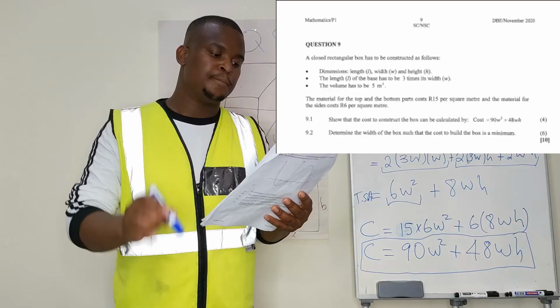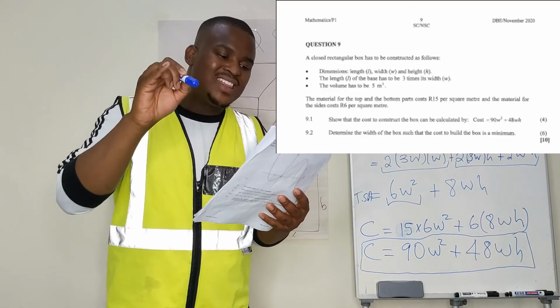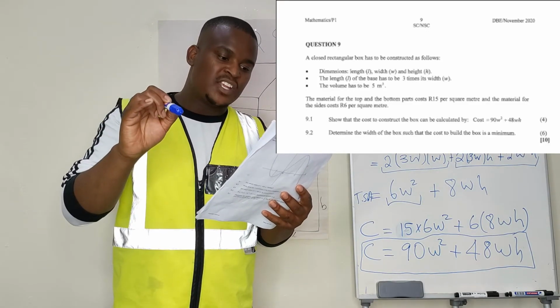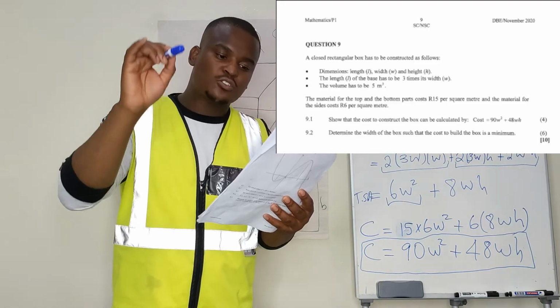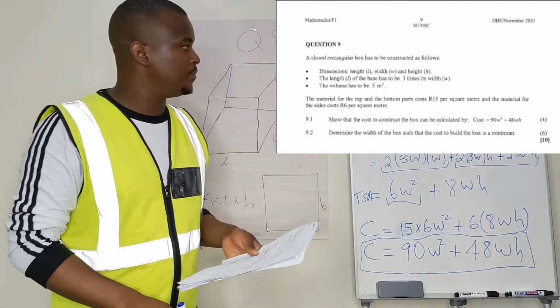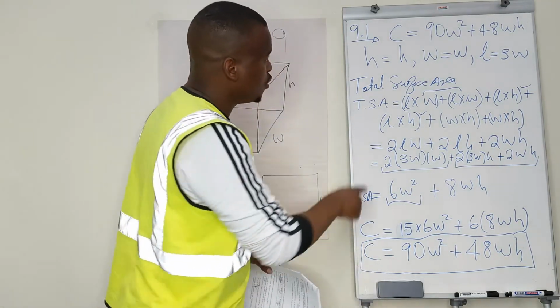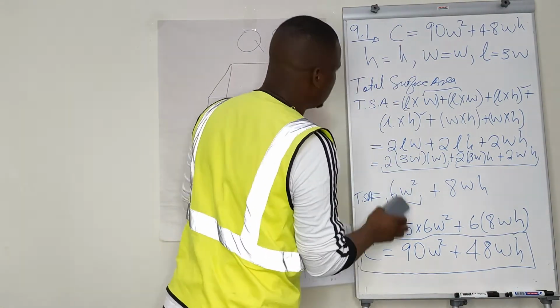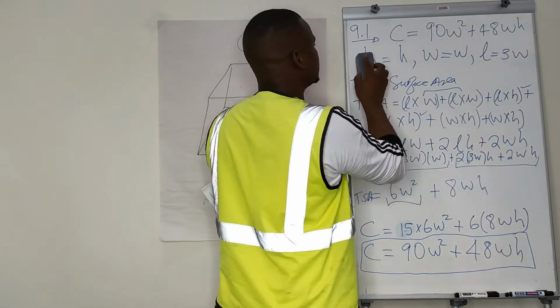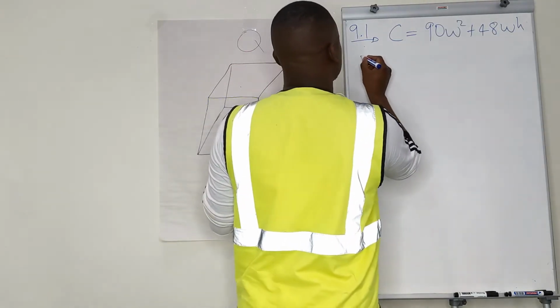Okay, 9.2. Determine the width of the box such that the cost to build the box is minimal. Okay, so now let's go to 9.2. So we have proved this. I'm going to wipe it from our board. So 9.2.